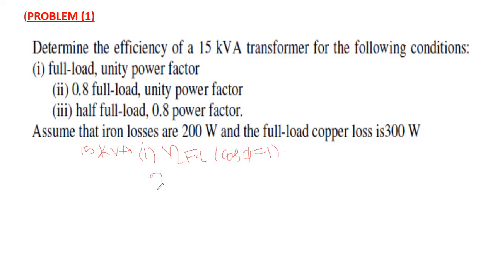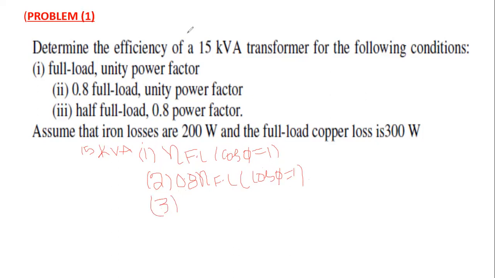Next, what is the second bit? We determine the 0.8 full load efficiency, that is, 0.8 times the full load, at the same unity power factor. Unity power factor means that cos phi is equal to 1.